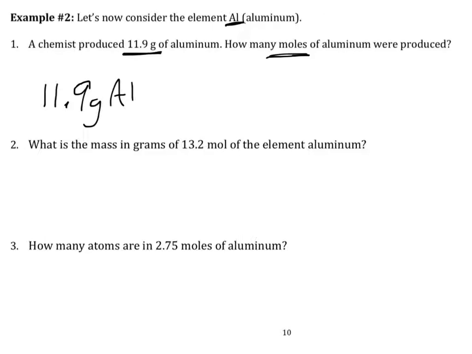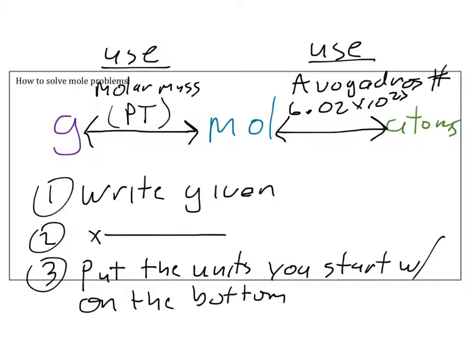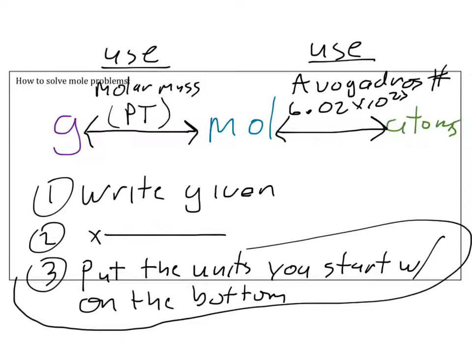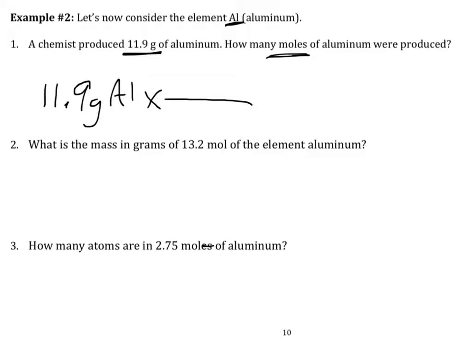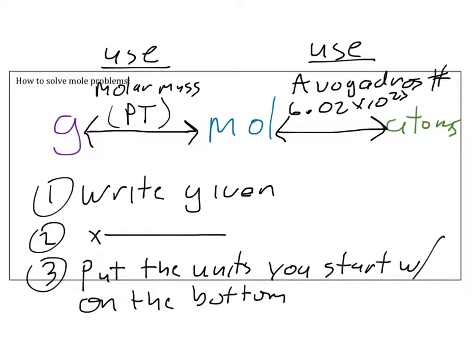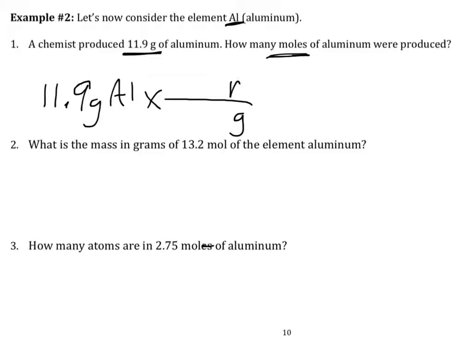Then we want to multiply by some fraction. Just to say, we are on page 10 here. Now the third step is whatever units you start with, put those units on the bottom. And so we're starting with grams, and we put grams on the bottom. If we take a look at the flow chart, we're going from grams to moles, and we can totally do that.